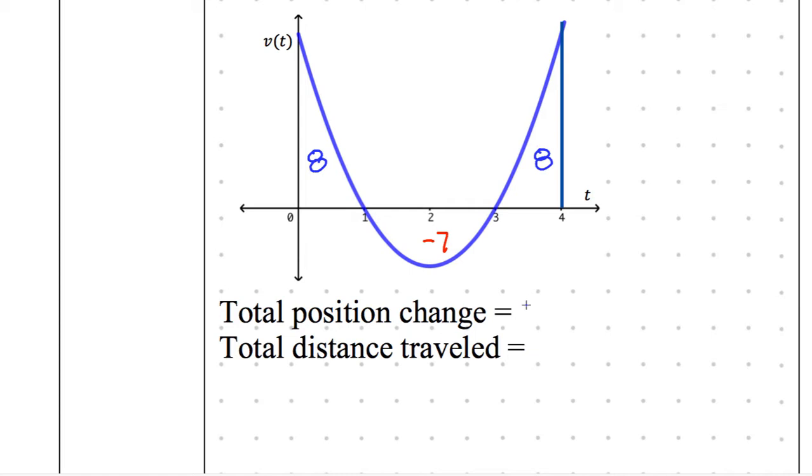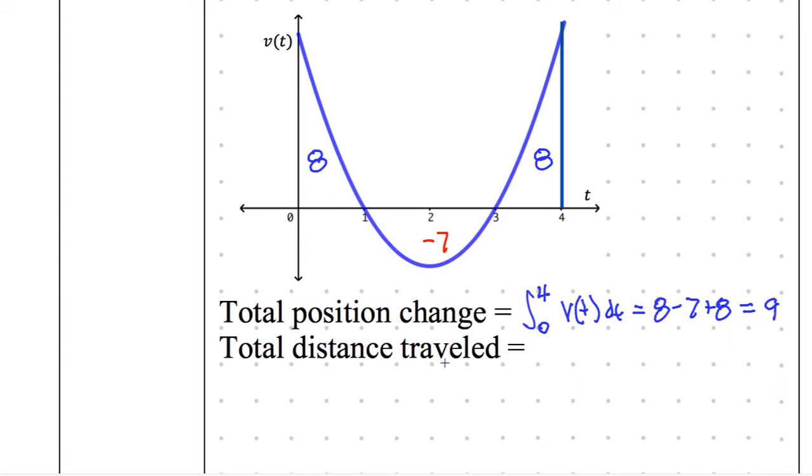Total position change, we know that that's the integral from a to b. Let's actually do this one. So it's going to be the integral from 0 to 4 of this velocity function, so of v(t) dt. And we know how to do that. It's just you add all these up. So it's going to be 8 minus 7 plus 8. And that's going to be 8 minus 7 is 1, plus 8 is 9.